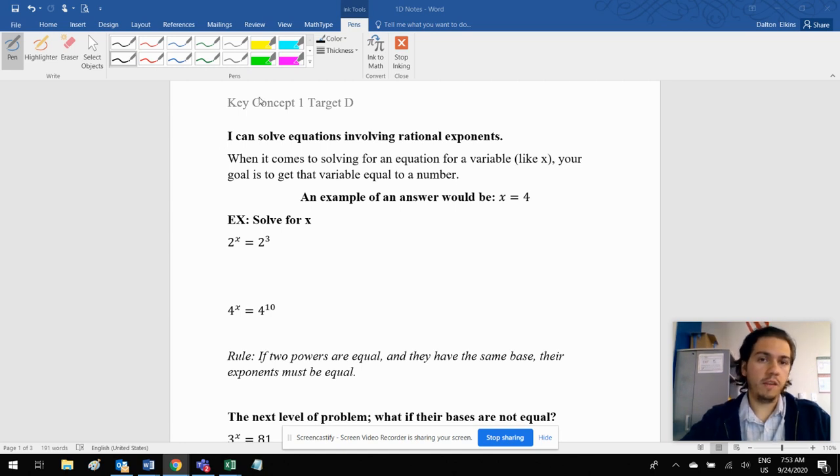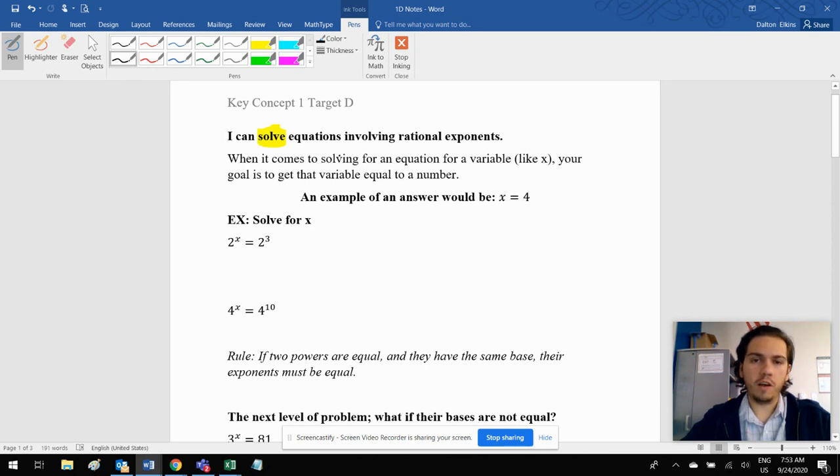Good morning, everyone. This is now target 1D. We are going to be solving equations that have rational exponents. So when I think of the word solving, it's actually one of the most important math words that you'll see. It's a skill, is what we're looking at here.